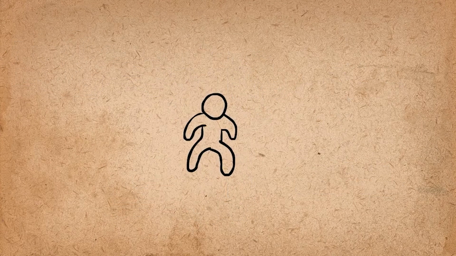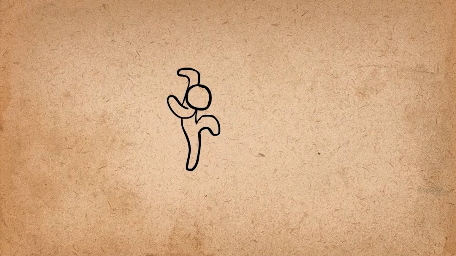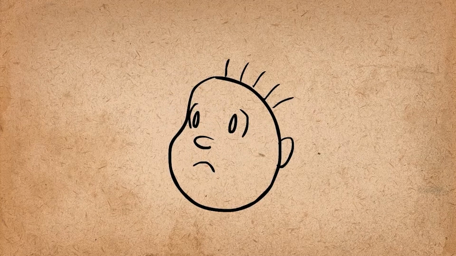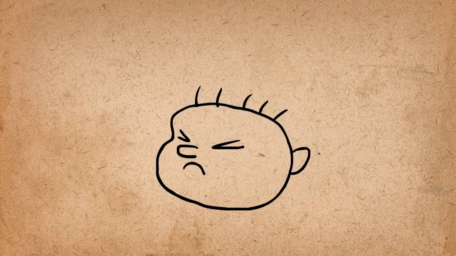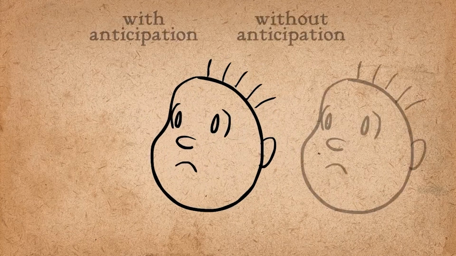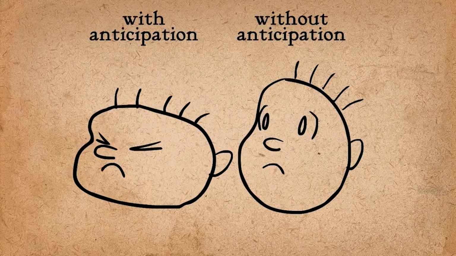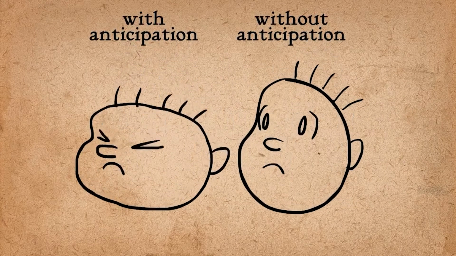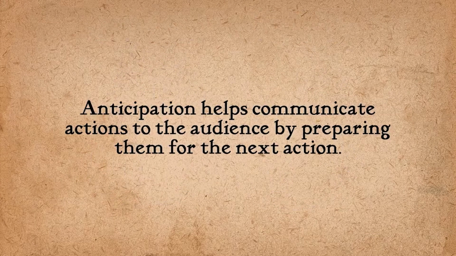You'll see this in a lot of cartoons. Before running, a character will wind up before taking off. In the previous video about squash and stretch, this face actually uses anticipation as well. Instead of immediately stretching up, the face squashes first to anticipate the stretch and give it more power. Anticipation helps communicate actions to the audience by preparing them for the next action.